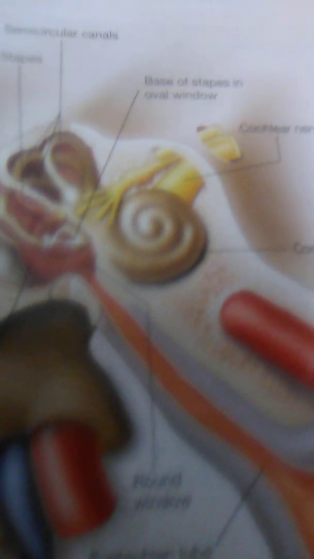Anyways, it contains hair cell sensory receptors for the sense of hearing. The vestibule contains the utricle and the saccule, membranous pouches containing perilymph. Membranous pouches.